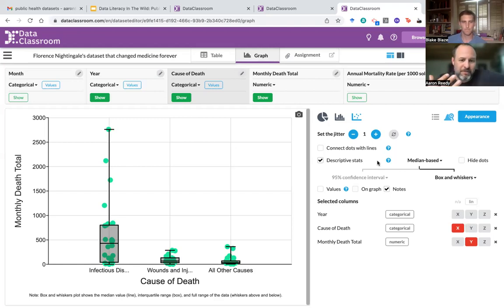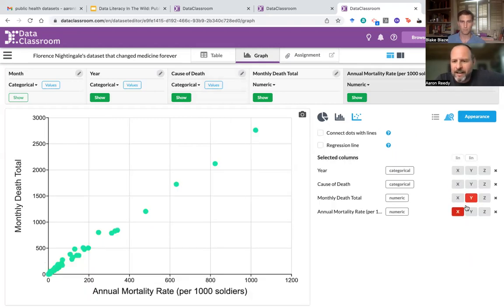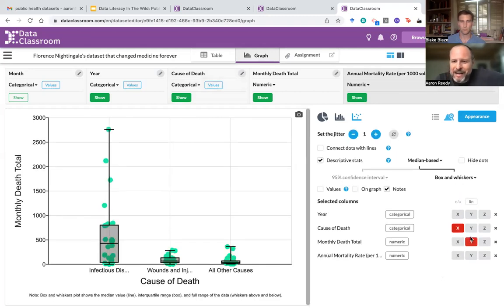So that's the description, right? That's what we're seeing. We're seeing one cause of death that is much greater than the others. We can also dive into that and say, well, the numbers of soldiers were different in different months. If we control for that and look at that as an annual mortality rate calculated from that monthly death total, so I'm going to add annual mortality rate and look at that. I'm going to keep cause of death on X, and I'm going to change out Y instead of monthly death total. I'll do annual mortality rate, and you can see the figure hardly changes at all.